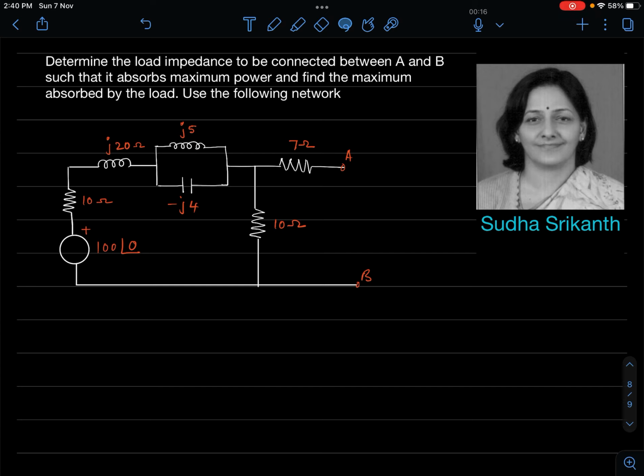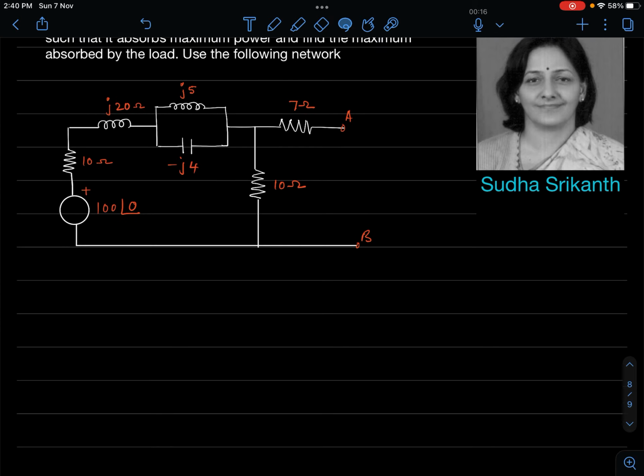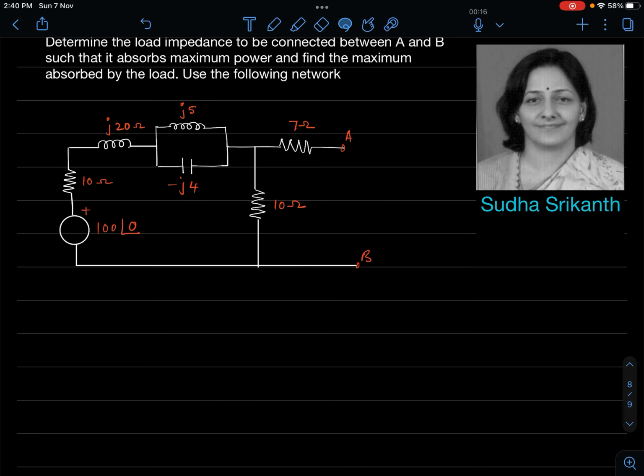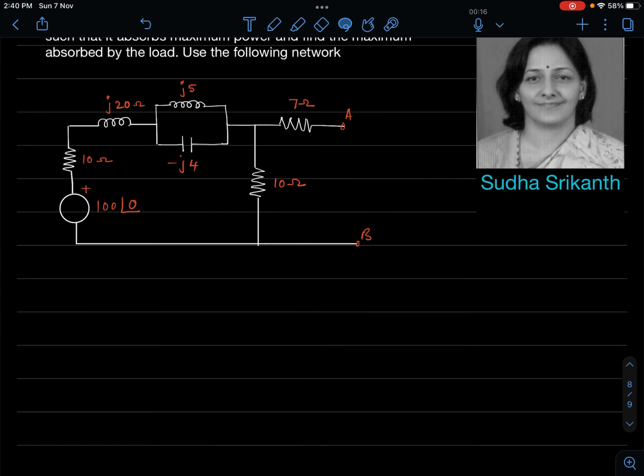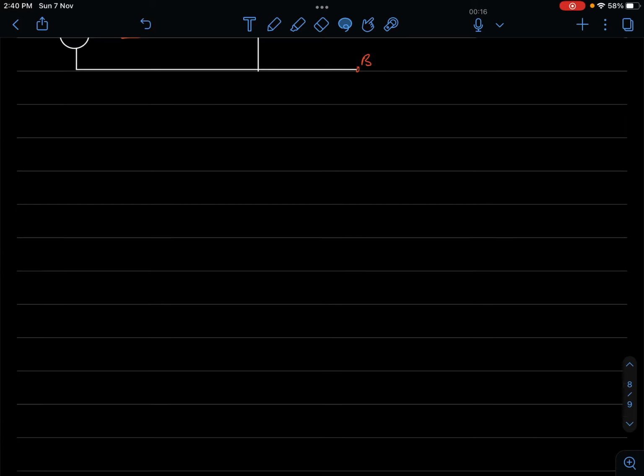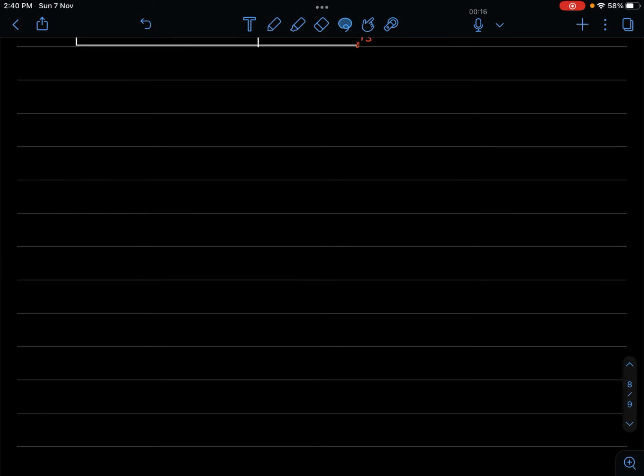So we want to find out the impedance which is capable of absorbing maximum power from the source. What is the value of that impedance? How do we arrive at that impedance? That is the question, right? In order to do this problem, we need an understanding of the maximum power transfer theorem, which is a side note I just want to give here at this point so that this problem makes sense to the viewers.